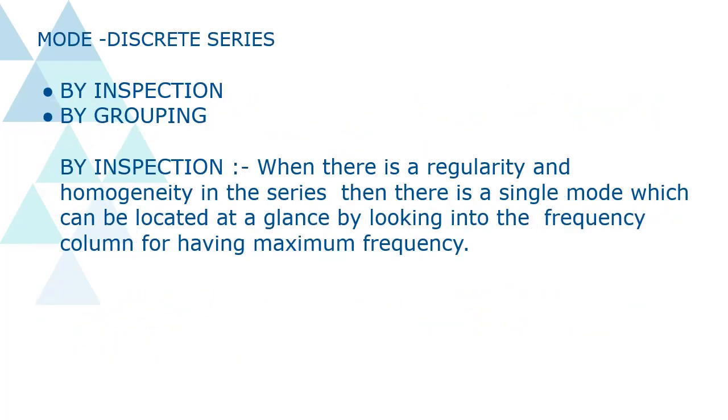Now let us learn mode under discrete series. Here the mode in discrete series is classified into two methods, that is by inspection and by grouping. Under inspection, when there is regularity and homogeneity in the series, then there is a single mode which can be located at a glance by looking into the frequency column for the maximum frequency. I would like to repeat again what a discrete series is. Under discrete series we would have X and F. So let us understand better with a numerical example.